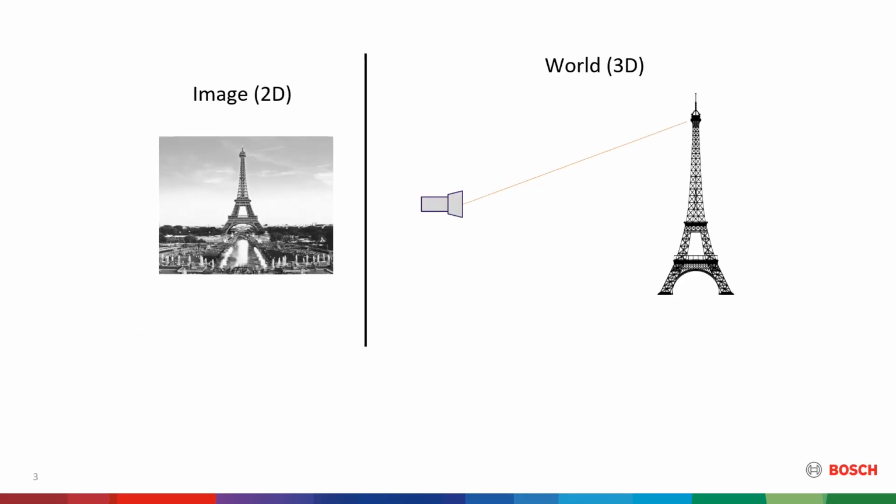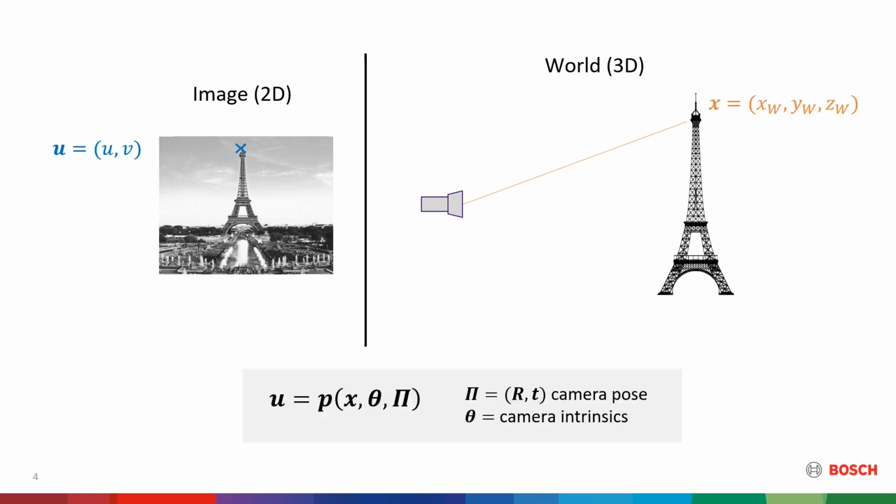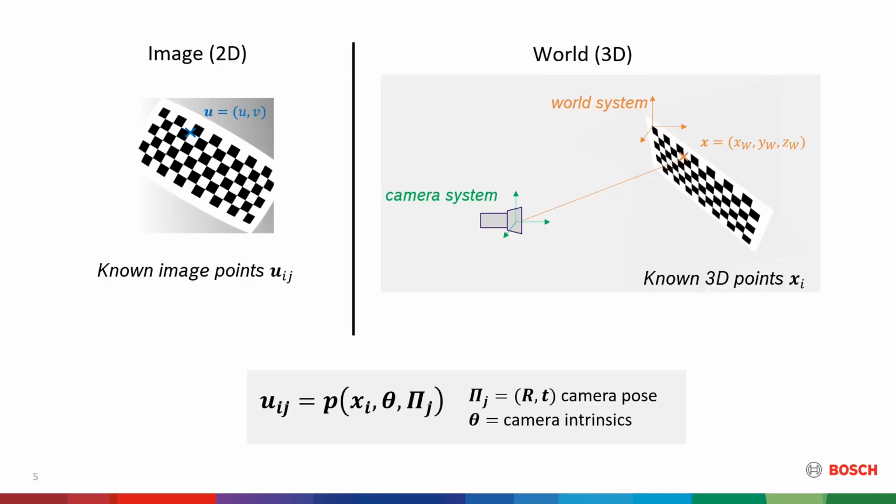To start, let's briefly summarize the main ideas behind camera calibration. Cameras map 3D points in the world to a two-dimensional image. This mapping can be described by a function p that depends on the camera's intrinsics, theta, and the camera's pose, pi. The goal of camera calibration is to estimate the camera's intrinsics and thereby characterize the mapping.